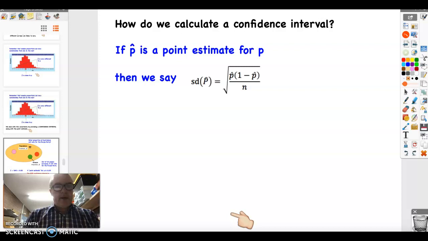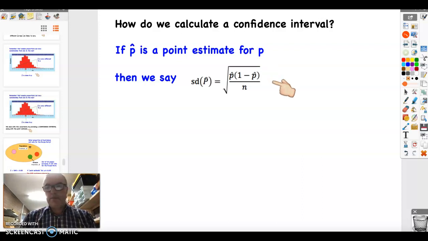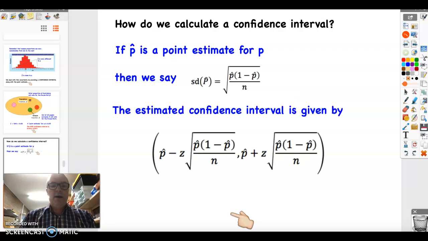So let's look at how I calculated that particular confidence interval. So we have P hat, and that's our point estimate that comes from our sample, and the standard deviation for that variable is P hat multiplied by 1 minus P hat, or the complement of that, divided by the sample size n, and we take the square root of that, and that gives us the standard deviation for the point estimate. And it's that standard deviation that I use to provide the lower limit and the upper limit.